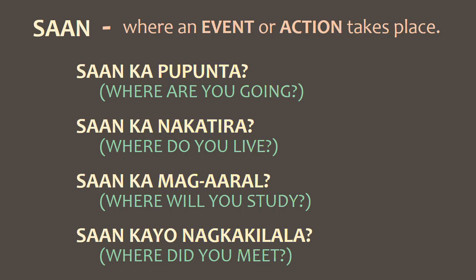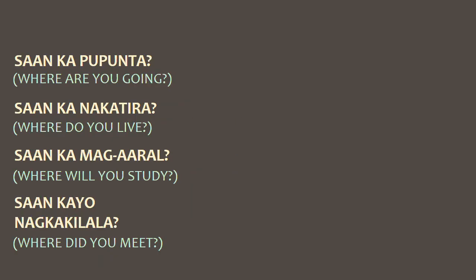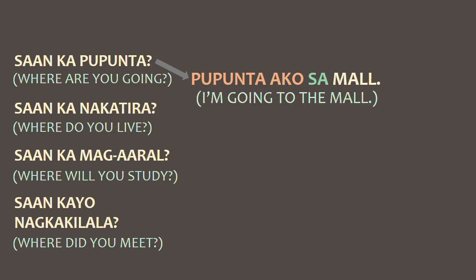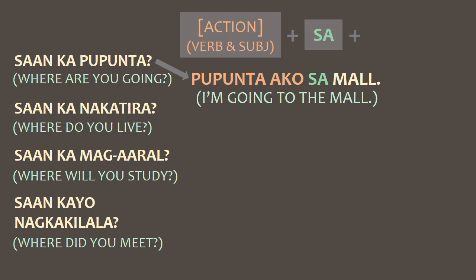Okay, so how do we answer questions like these? Let's answer the first one. Saan ka pupunta? Pupunta ako sa mall. I'm going to the mall. So you start with the action, which would include the verb and the subject, and then the word sa, and lastly, the location.